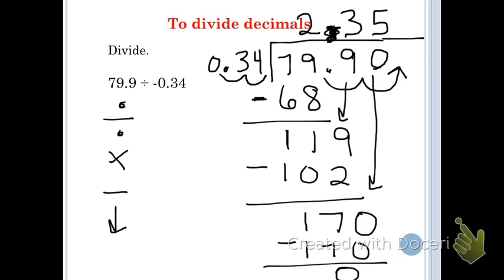Now, be really careful because remember the decimal is behind the 0 right here, okay? Since it's a whole number, you don't really need to include the decimal in your answer. So our quotient is negative 235.